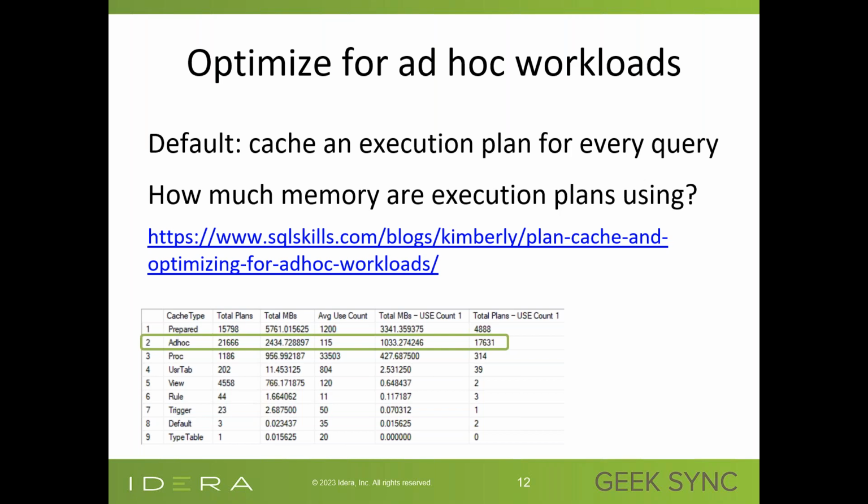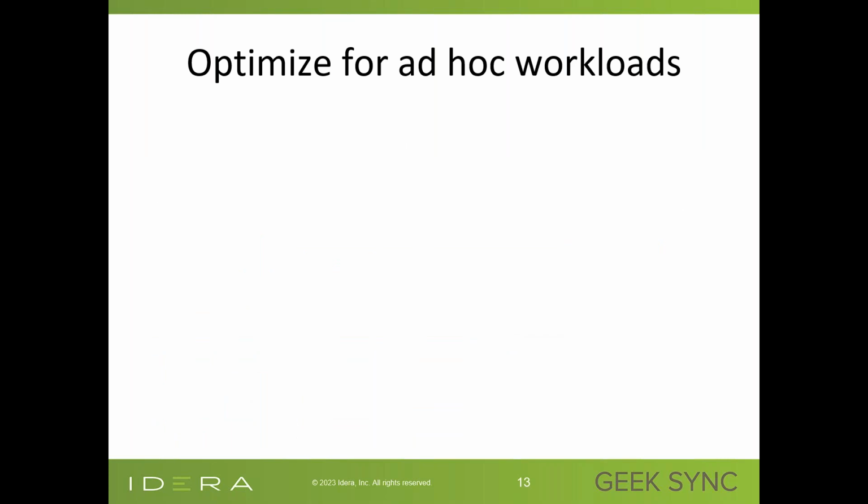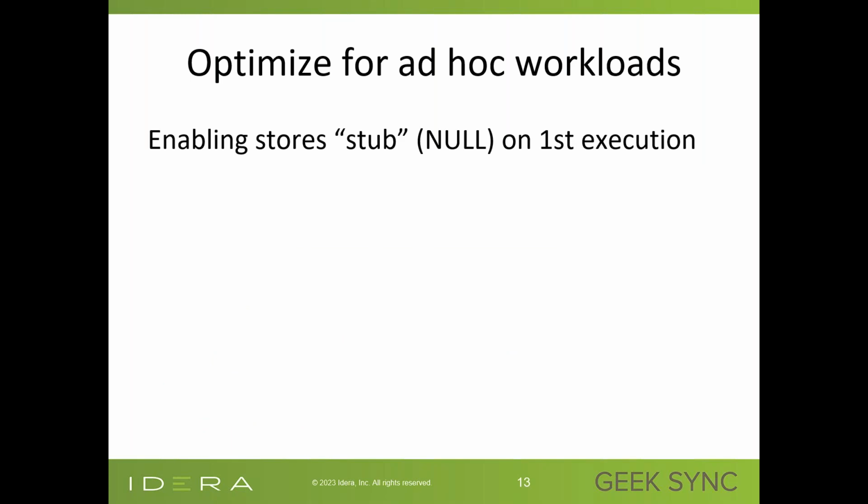The thing is, those ad hoc queries get run once, so you'll probably never use that plan again. What Optimize for Ad Hoc Workloads does is, instead of caching that execution plan, however large it may be, for queries the first time they are run, it's going to store a stub, which is basically a null value, the first time any query is run.